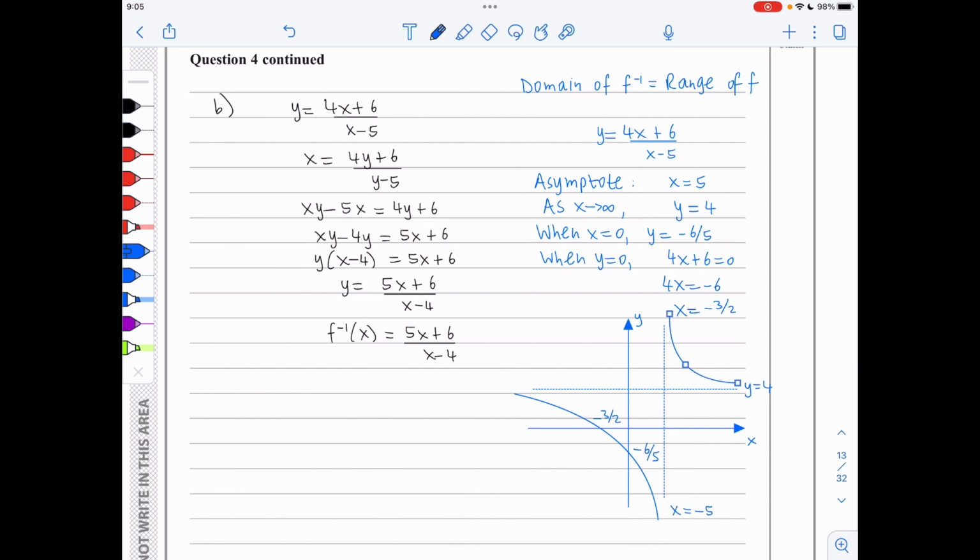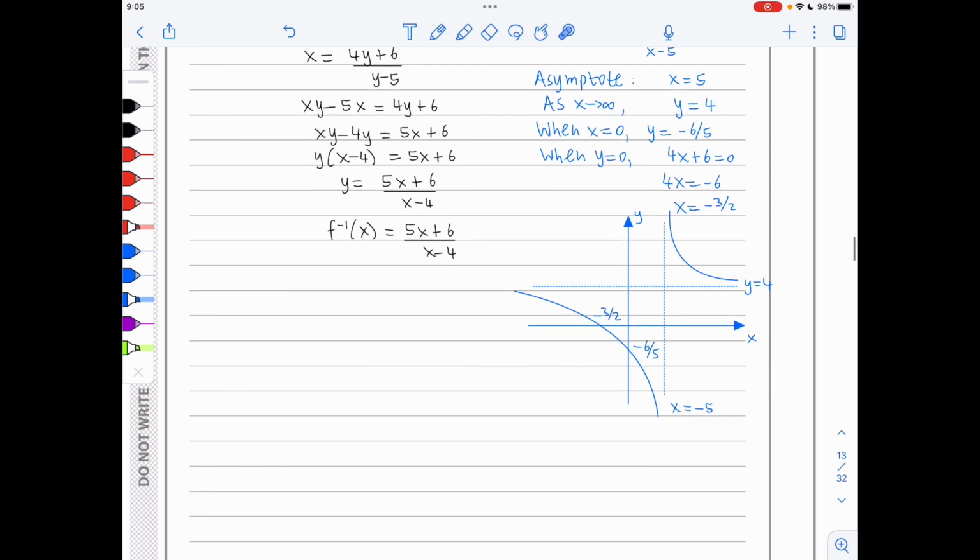Now, we were told that f of x was defined for all values of x apart from 5. So no other restrictions here, and we can see that the range of f is y belongs to the reals apart from 4, and that's the domain of f inverse. So to conclude, the answer to part B: x belongs to the reals, x not equal to 4.